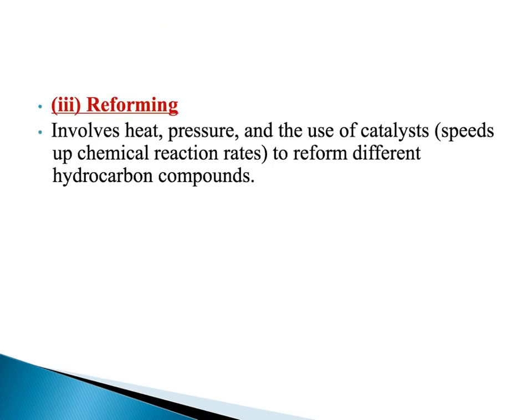The third type is reforming, and reforming is when you take smaller chains of hydrocarbons and you reform them into longer chains. So this is a human process, and basically it involves heat, pressure, and the use of catalysts, which are chemical substances that are used to increase the rate of a chemical reaction and make it go faster. So for reforming, look for the word catalyst if it's on the public exam or a test, and also this is a human-made one.